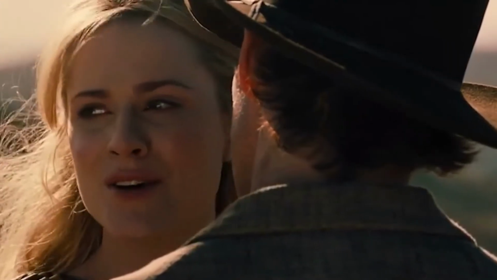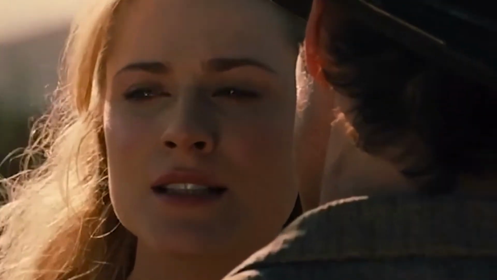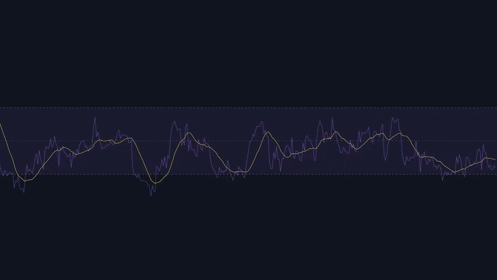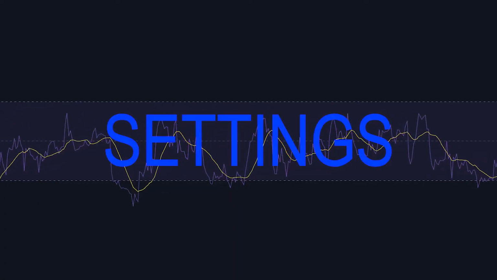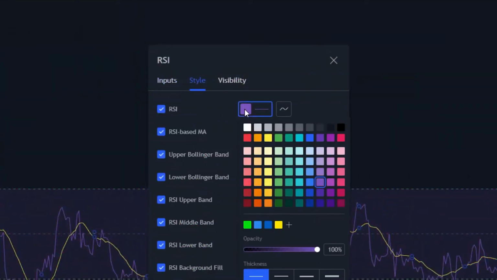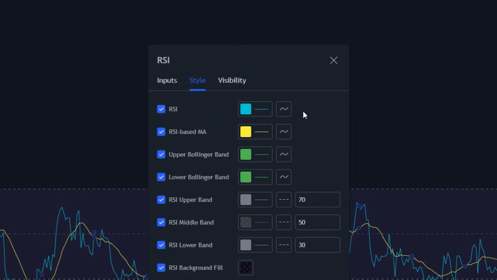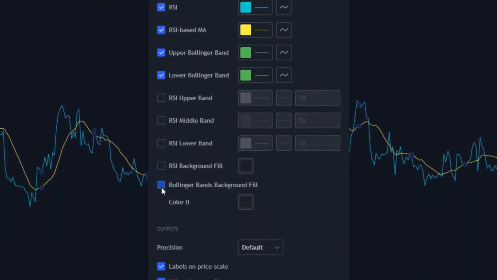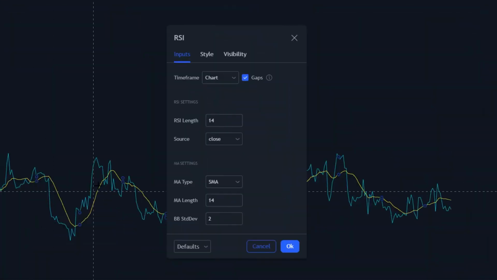I see it all now so clearly. Then most importantly, let's change the settings to our RSI indicator. Go to the Style tab, and first I'm gonna change the color of the RSI line so we can see it just a little bit better. Then uncheck all 5 of these lower boxes down here. Next, go to the Inputs tab and change the RSI length from 14 to 25.